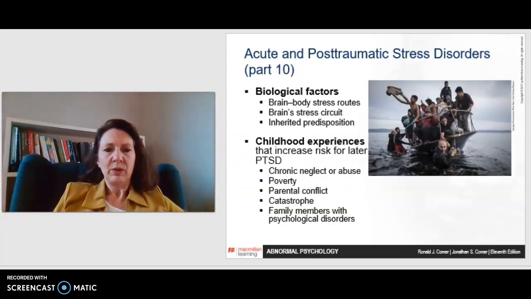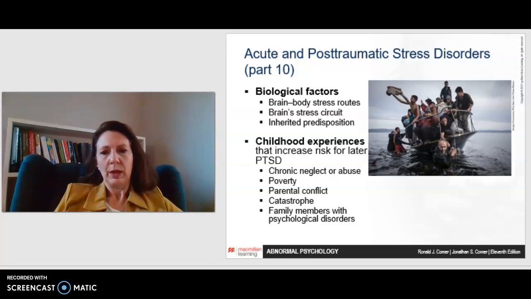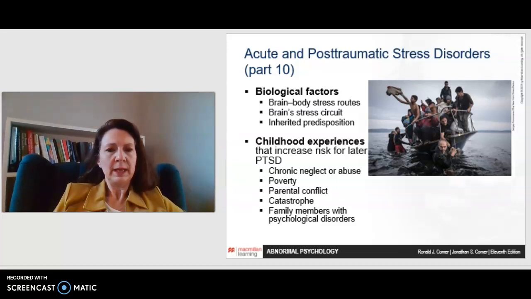We know that there are biological factors that are involved in these disorders. There's a brain-body stress route that gets activated. The brain stress circuit comes into play, and there is an inherited predisposition to be more susceptible to trauma. Childhood experiences that increase risk for later PTSD include chronic neglect or abuse, poverty, parental conflict, catastrophe, and family members with psychological problems.